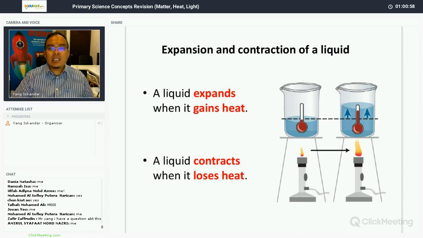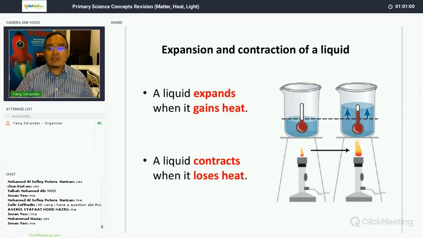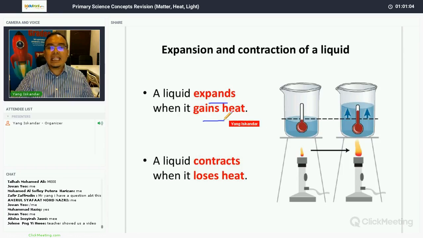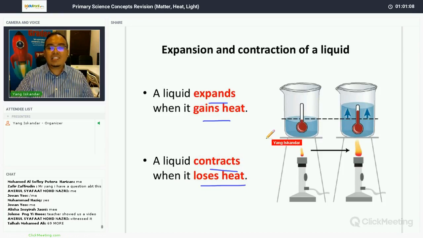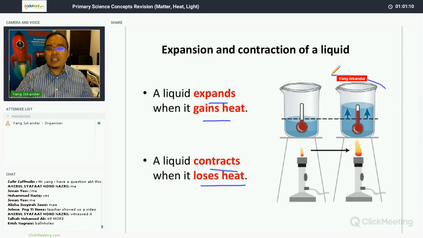Another example: liquid. Liquid can also expand and contract. A liquid expands when it gains heat. A liquid contracts when it loses heat. Take a look at this experiment here. At first, the water is at this level. But after some time, when you heat it up, the water level will rise. So as temperature rises, the water level will also rise.